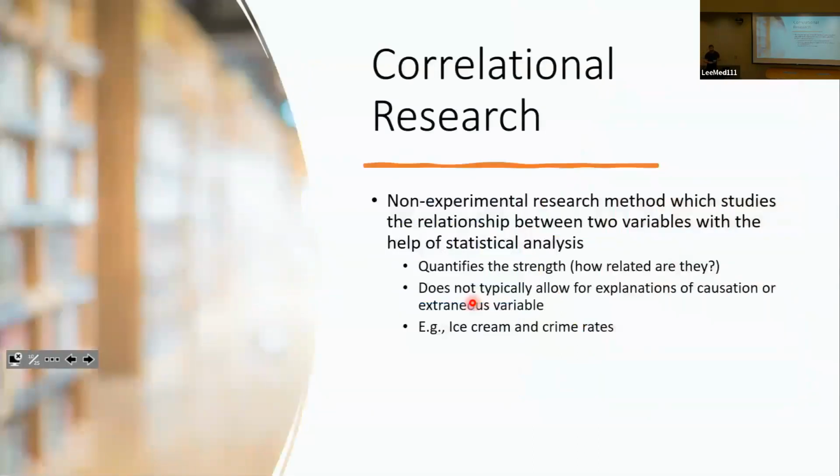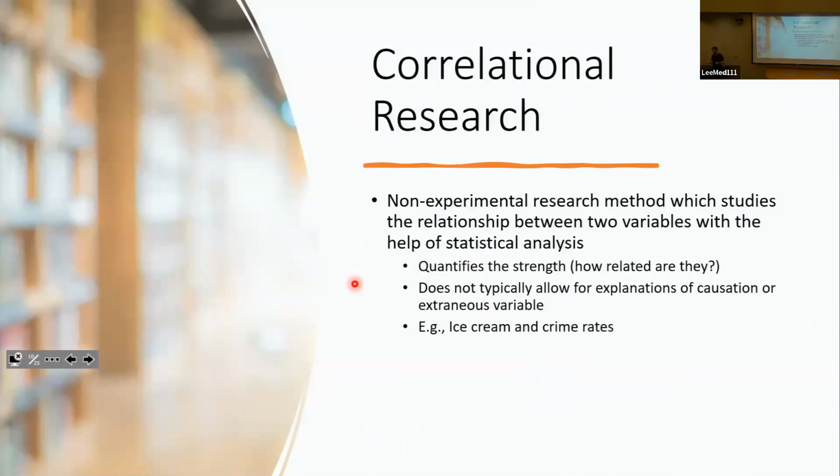The third type that I highlighted was correlational research. This is typically non-experimental research. So you're not actually getting in there and manipulating variables or anything, but you are studying the relationship between two variables with the help of statistical analyses. So it is utilizing statistical approaches to examine, but what you're primarily interested in doing is quantifying the strength between things. It does not typically allow for explanations of causation or the examination of extraneous variables or more complicated scenarios. It's simply and quite often just looking at the strength between these two things.